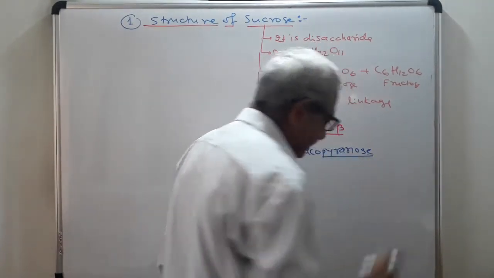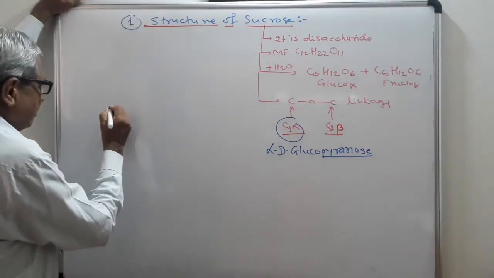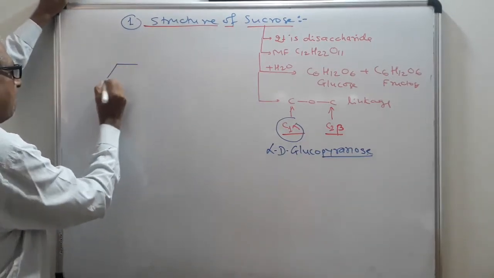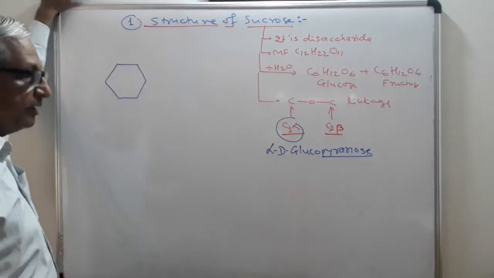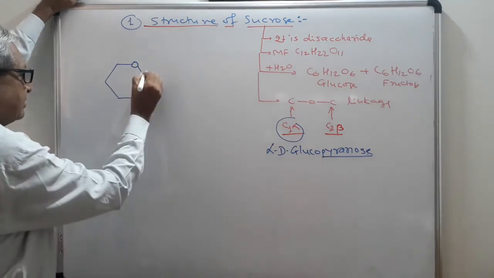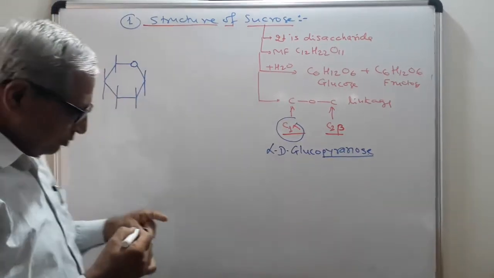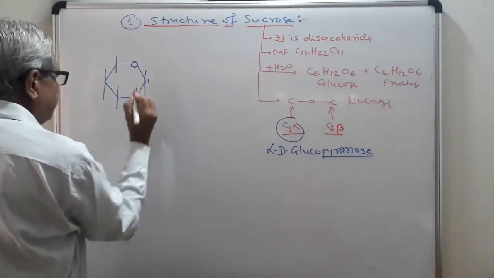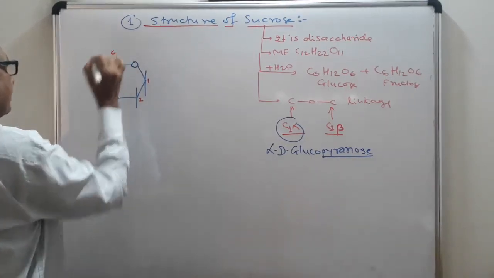This pyranose indicates a 6-member ring containing oxygen. So you can draw the 6-member ring containing oxygen at the right hand side top. This is your 6-member ring, oxygen on the right hand side top. Then you have to indicate the carbon numbers. I will give the hint to remember this structure. I'll give the carbon numbers. This is 1, 2, 3, 4, 5. This is your carbon number 6.